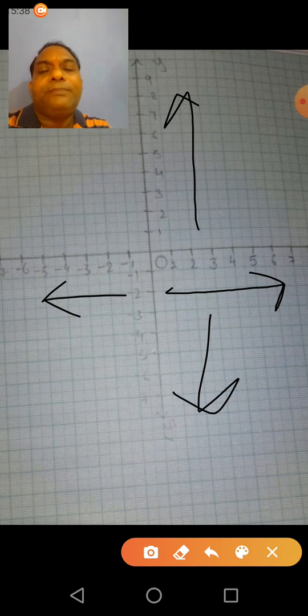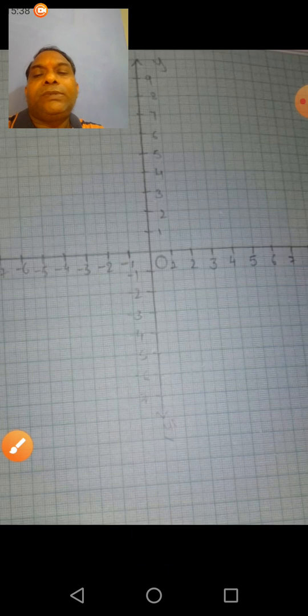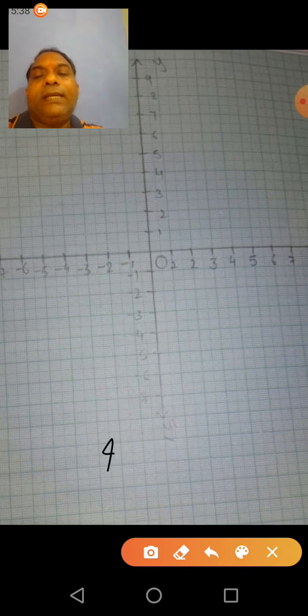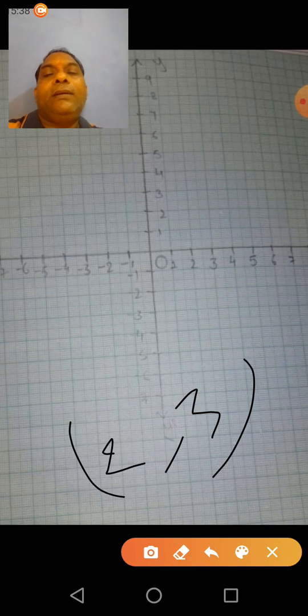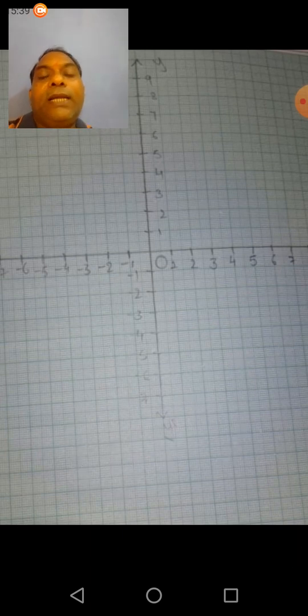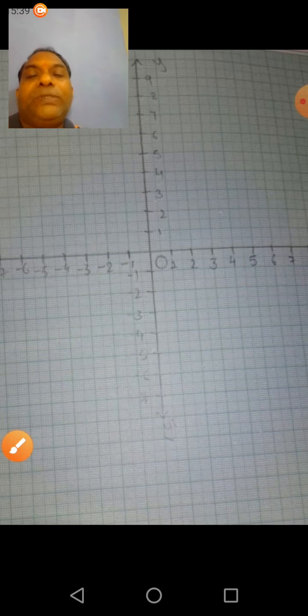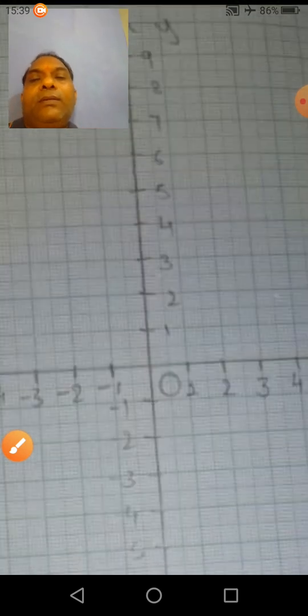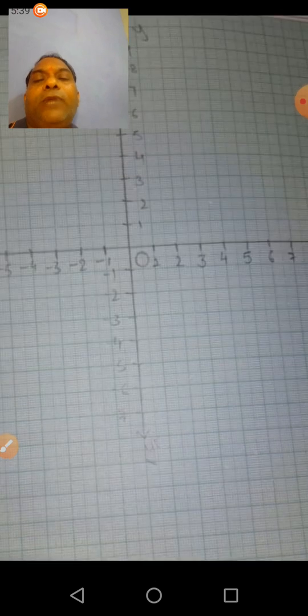For example, (2, 3). In which quadrant does (2, 3) lie? So (2, 3) will lie in first quadrant because x coordinate is positive and y coordinate is positive. Clear? So similarly, you can find out the position of the point.